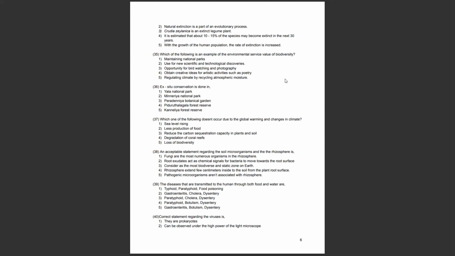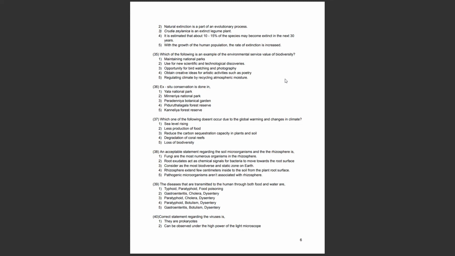And looked after in a place where its survival and reproduction are ensured. Example, zoological garden or zoo, and botanical garden. Peradeniya එහෙම තියෙන Peradeniya botanical gardens. So the example here, the answer is the third answer, Peradeniya botanical garden.